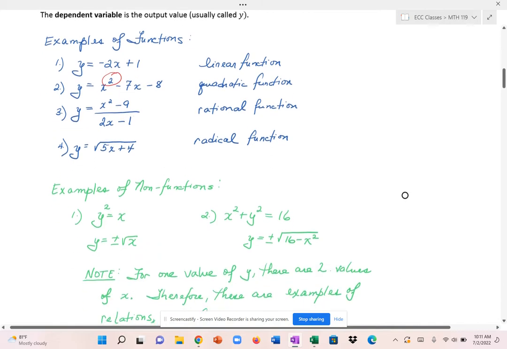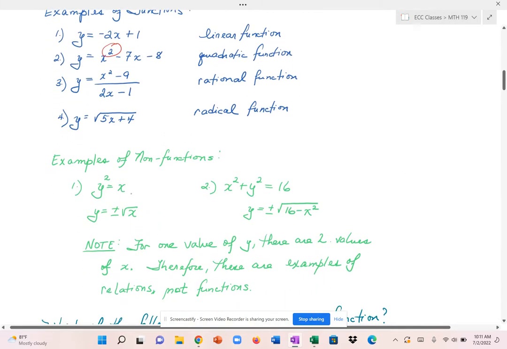So in these examples, that's not the case, because if I say y squared equals x, if you solve this for y, you'll get that y is equal to plus or minus the square root of x, which means for one value of x, I would get two values for y, the positive and the negative counterpart.